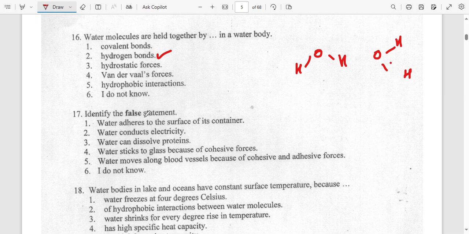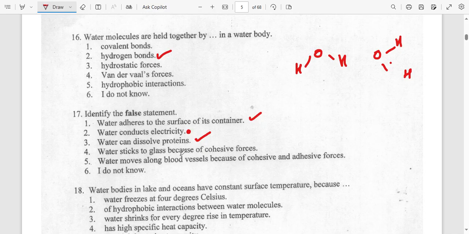Identify the false statement. Water adheres to the surface of its container. This is a true statement. When water adheres to a container, that is known as adhesion, the attraction between unlike molecules. Water conducts electricity. Water will actually conduct electricity, yes. But then others will say it's not a conductor of electricity. That is because it is weakly ionized. Water can dissolve proteins. This is true because proteins have got parts which are polar, so they can dissolve.